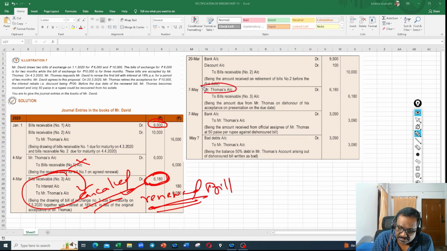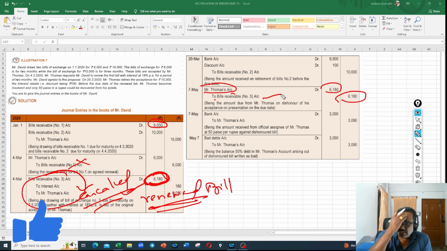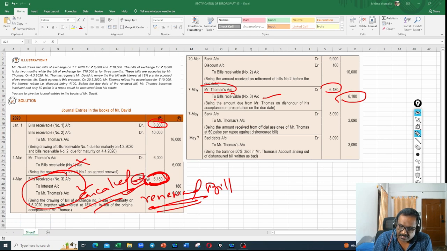Mr. Thomas account debit. Thomas has to be debited to the extent of 6,180, because previously Thomas was supposed to pay 6,180. Hence, I am debiting Thomas 6,180, and bills receivable, which we had written for 6,180, we are crediting 6,180, because the bill got cancelled. Previously we debited, now we are cancelling, hence we need to credit. So Thomas has to pay 6,180, right? He said, I will pay 6,000 plus interest of 180. Thomas said he was ready to pay 6,180, but he did not pay, so you need to debit him with 6,180 rupees. And the bill was written for 6,180, so the bills receivable account has to be credited with 6,180. Clear? So this is the dishonor entry.